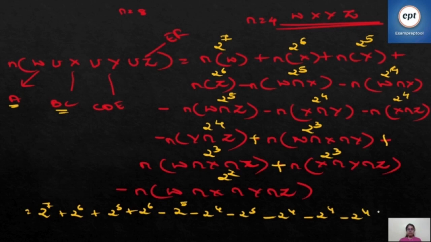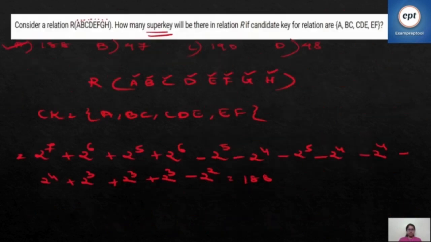So according to that, it will be plus 2 to the power 3, plus again 2 to the power 3, plus 2 to the power 3. So it is 3 times. No, it is 4 times. Okay. Then subtracting at the end, this one is 2 to the power 2. So if we calculate all this, the answer comes out to be 188. So that's why our correct answer is 188. I hope you understand this question. Let's move to the next question.